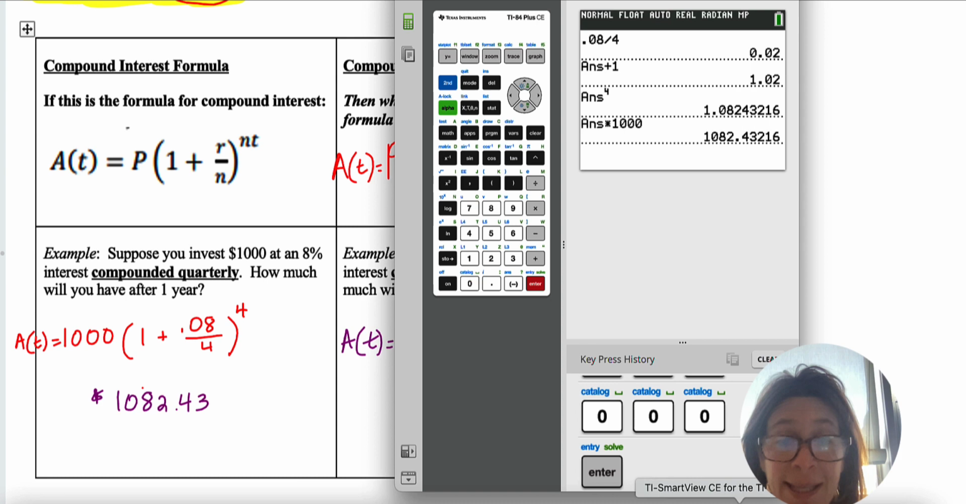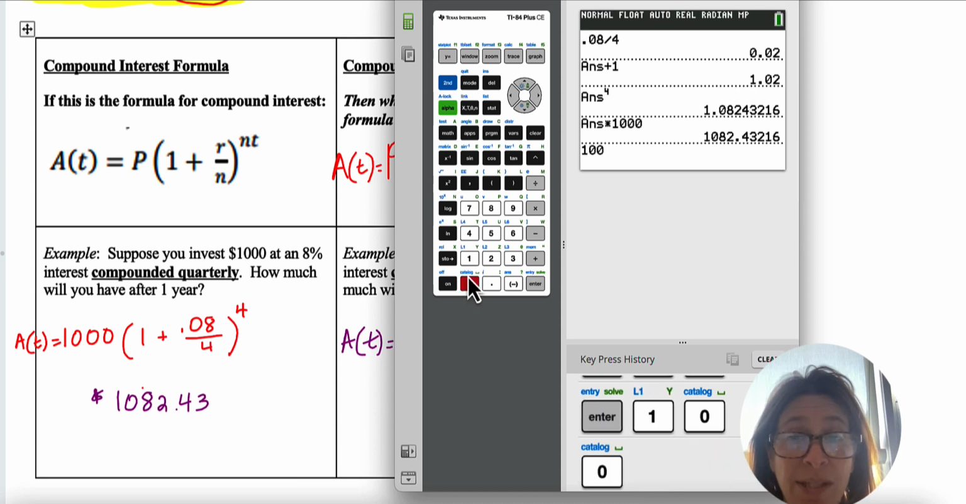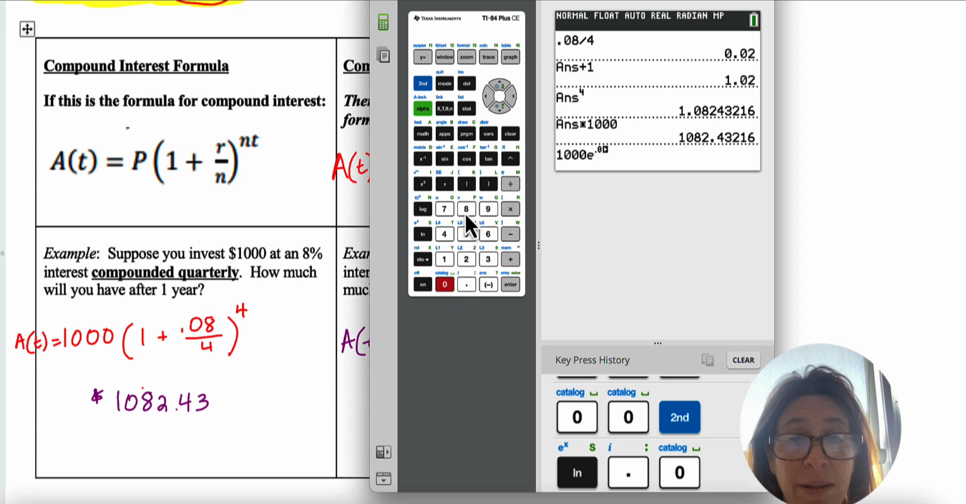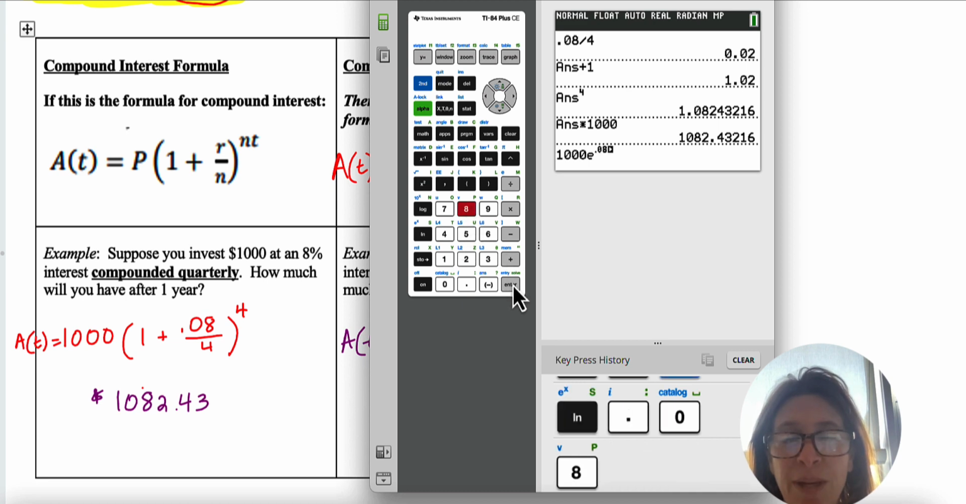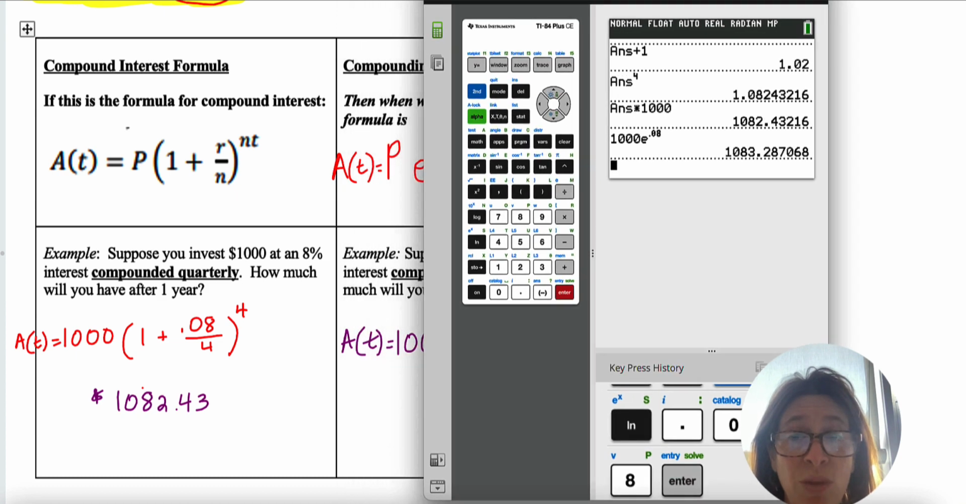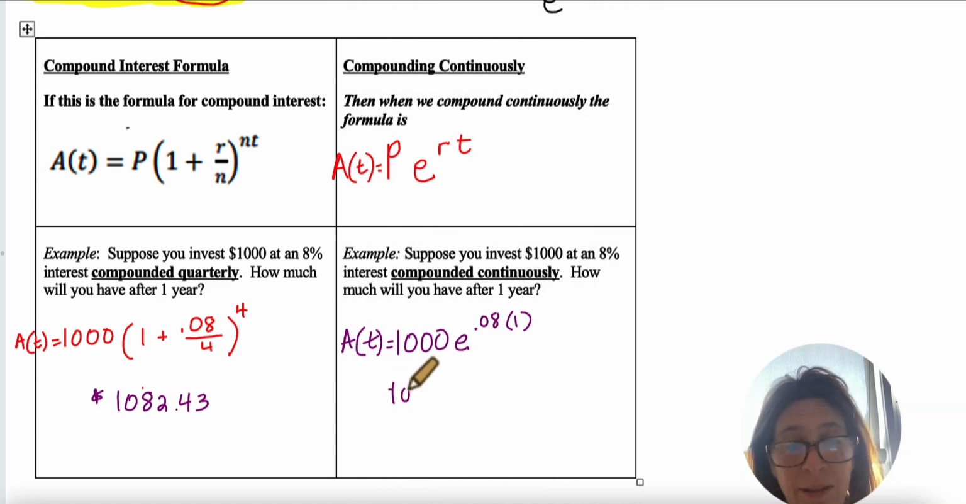All right, let's get back to the calculator, and that's going to be 1,000. I'm going to go to the X button, so second, e to the x, and we said to the 0.08. Again, it's not going to be a huge difference because we're only talking about 1 year. So 1083.29. So you can see a little bit more money there. And that's how you use the compounding continuously formula, P e to the rt.